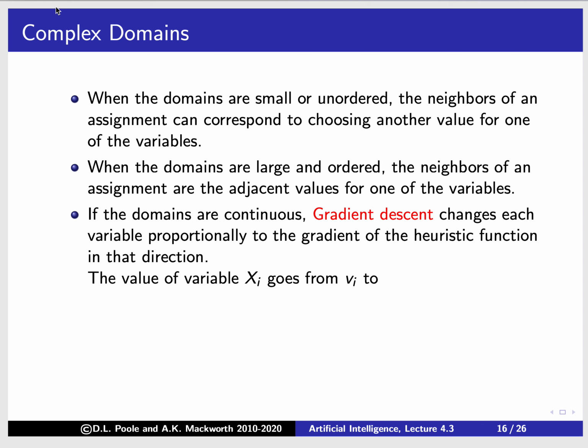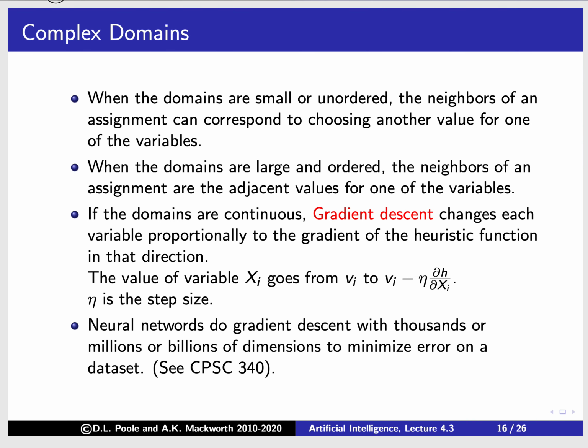So what we'd like to do is go up or down and look at the gradients. That's what the gradient tells us. So the value of a variable vi goes from one value to another in the opposite direction of the gradient. If the gradient is positive, we want to go down because we want to minimize. If the gradient is negative, we increase it. And this eta is what's called the step size.